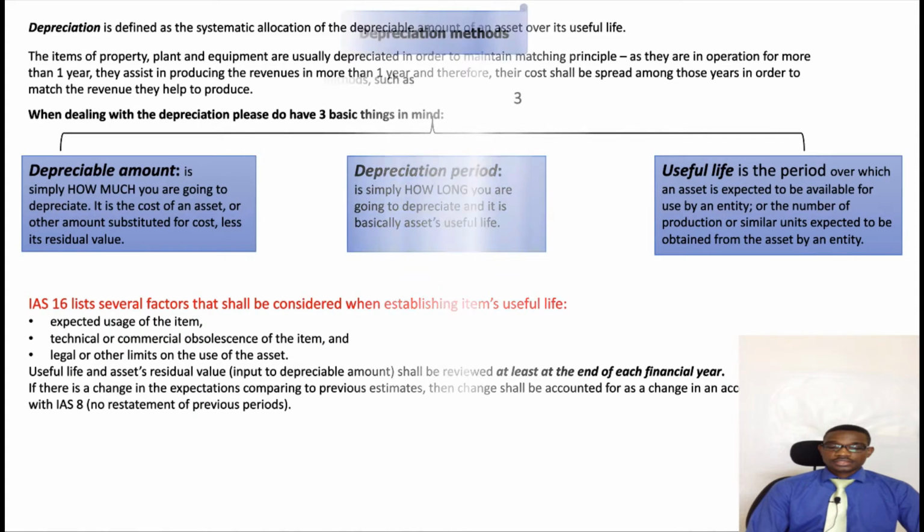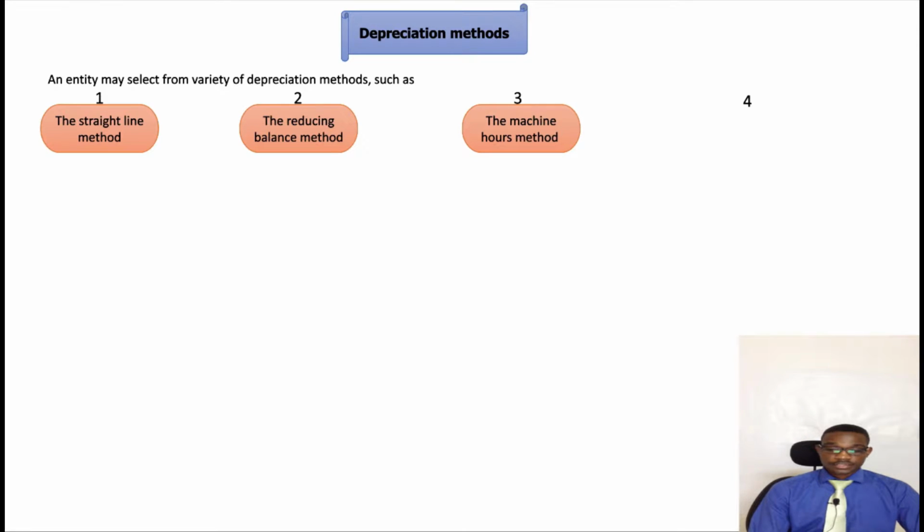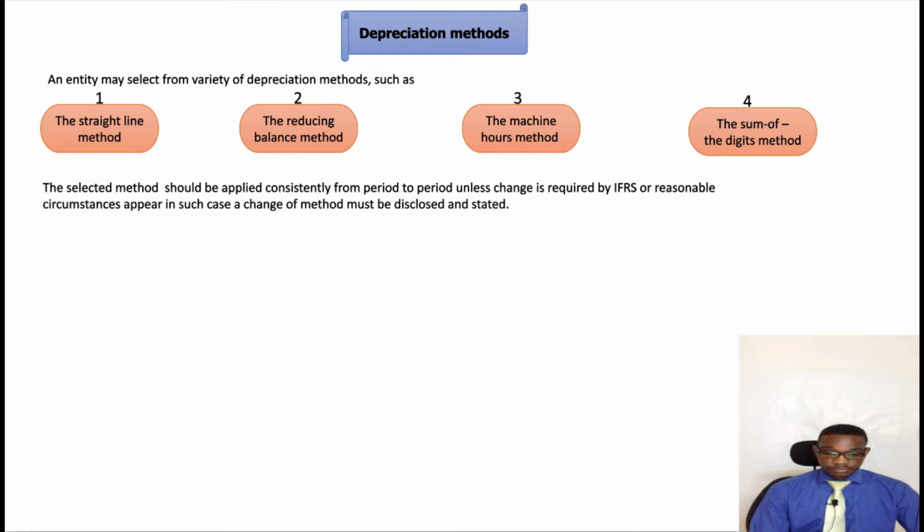Depreciation methods. An entity may select from a variety of depreciation methods, such as the straight line method, the reducing balance method, the machine hours method, and the sum of the digits method. The selected method should be applied consistently from period to period unless the change is required by IFRS or reasonable circumstances appear. In this case, the change of the method must be disclosed and stated.